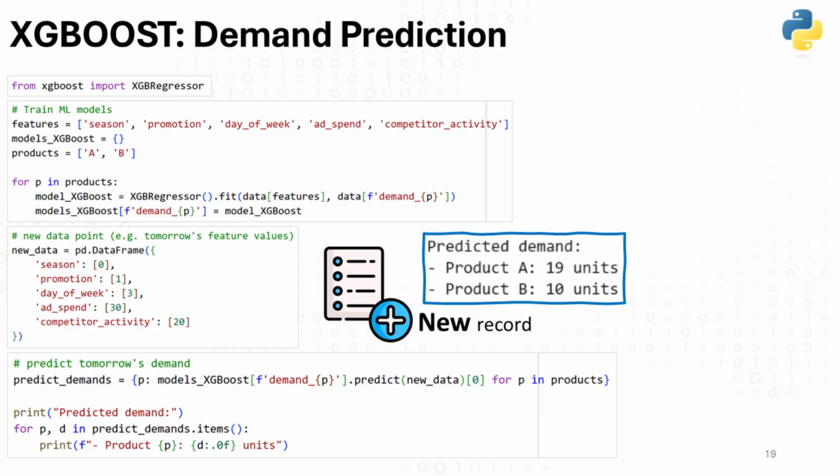By calling the predict function, the model traverses all its internal trees and spits out a concrete number. In this case, our XGBoost model predicts a demand of 19 units for product A and 10 units for product B. This snippet represents the bridge between raw data and actionable business intelligence.